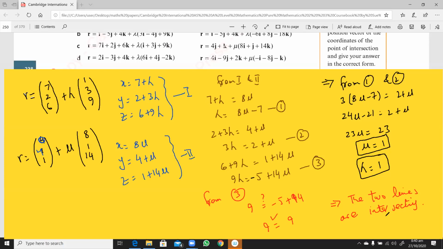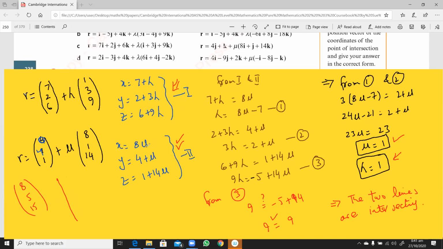So there are no worries, we have done all that working. You just put this mu into the mu parametric equations over here. Okay, or you can put this lambda into the lambda parametric equations, okay? And you would love to see that both will give you the same point. So for example, if you put your lambda here, which is 1, you will have 8, 5, and 15. That is the position vector of the point of intersection.